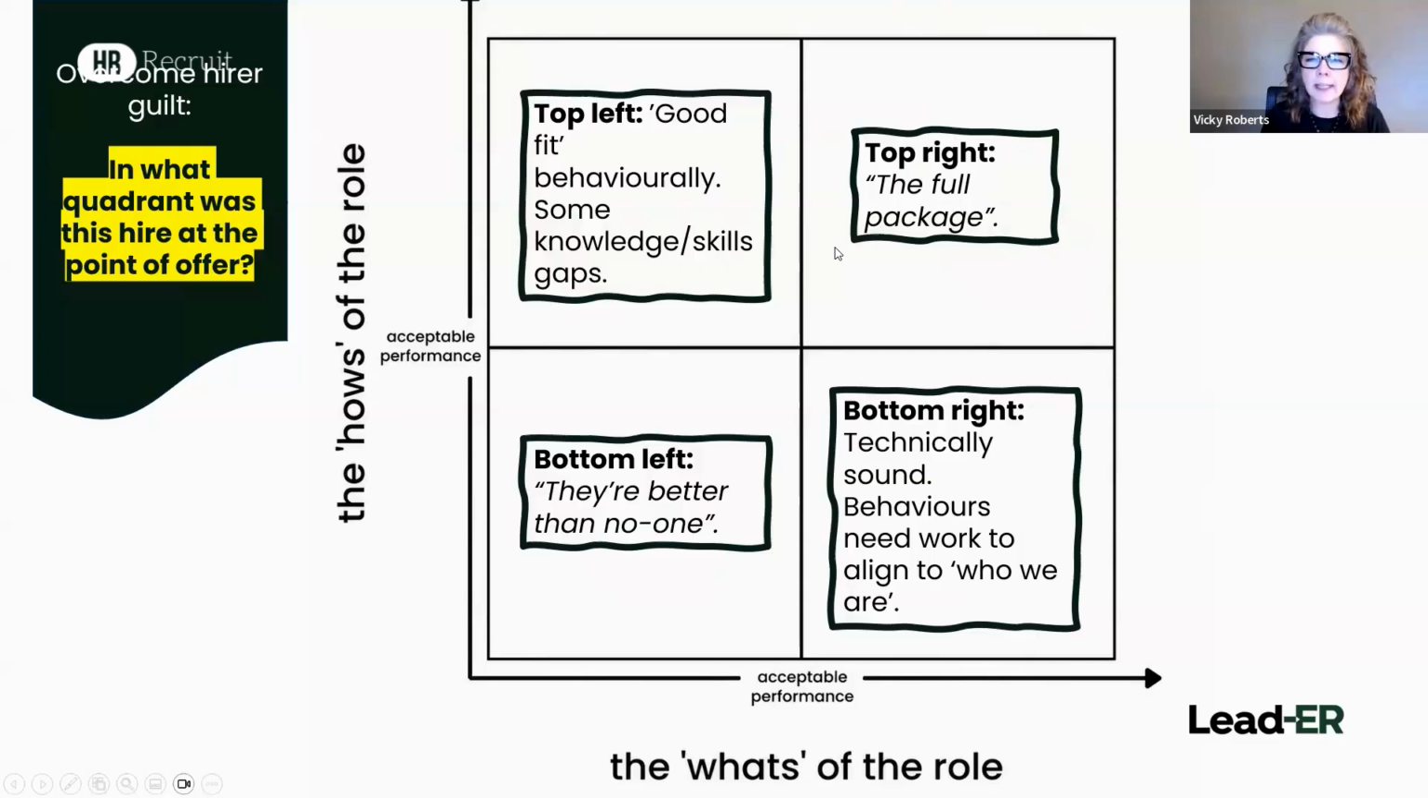And it overcomes that guilt because it's still validating their decision that they were the right person, but we know we've got work to do. Now they're in role to get them towards top right.